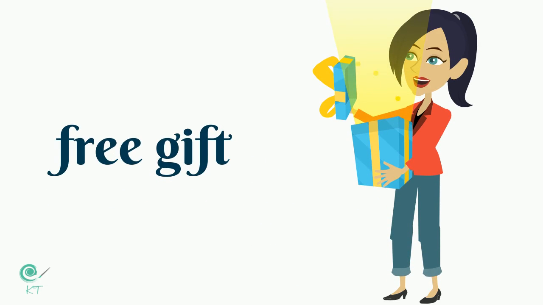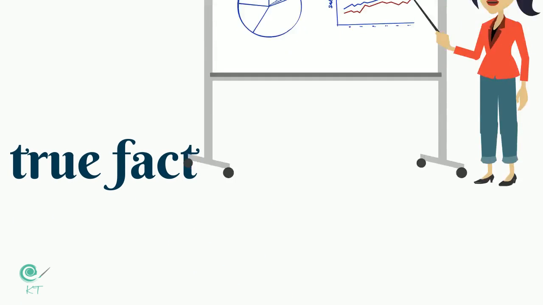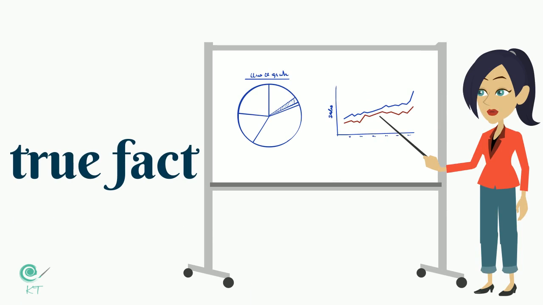Next we have free gift. Okay, so a gift is something that is given to you or is something that you haven't paid for. So it's already free. And we understand that by the word gift. So why do we need the word free? We don't. It's redundant. Okay, our next word is true fact. Now, we all know that if something is a fact, it means that it's been proved to be correct and to be true. So why do we need to say true fact? We don't. But we do.